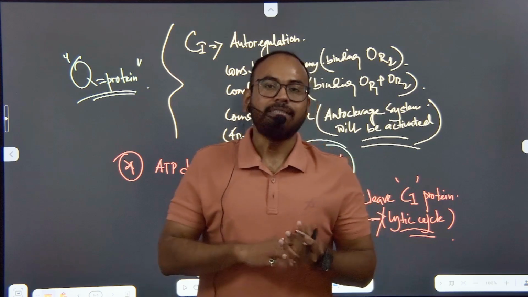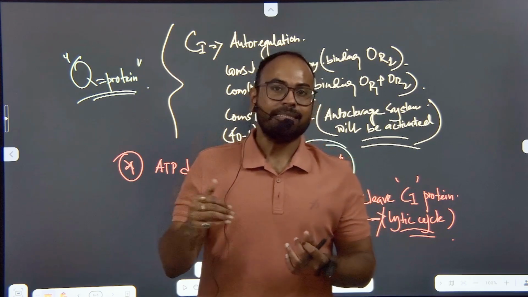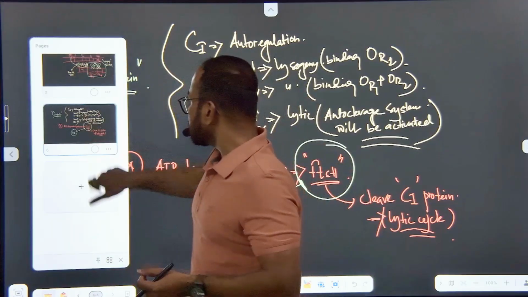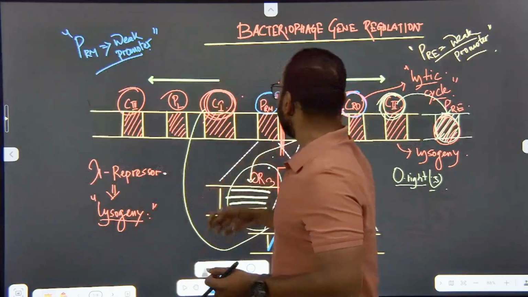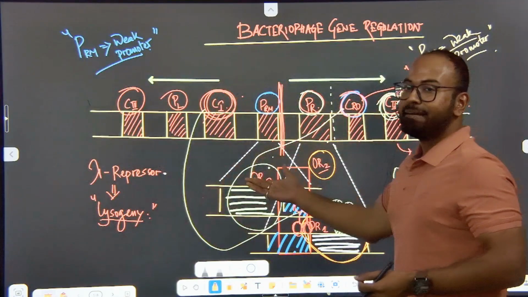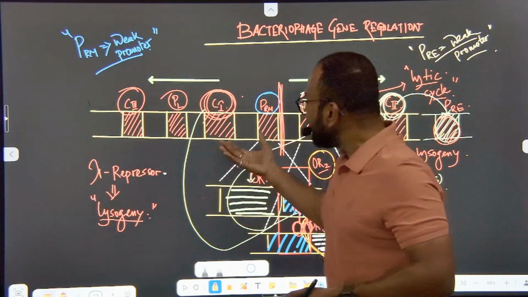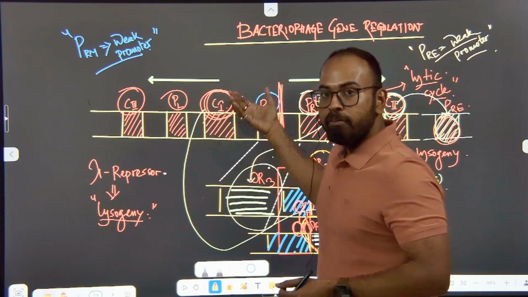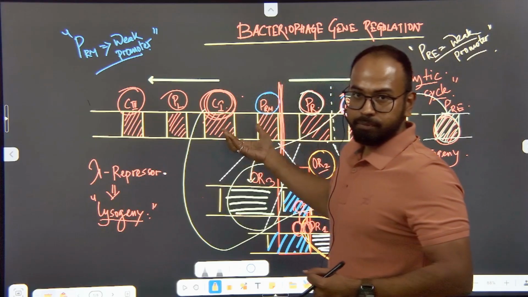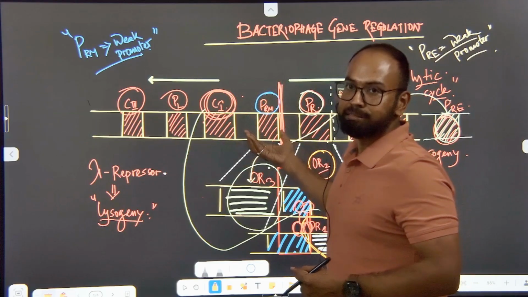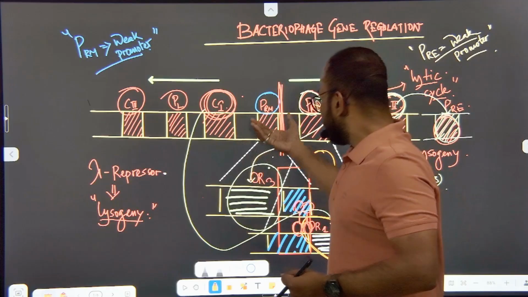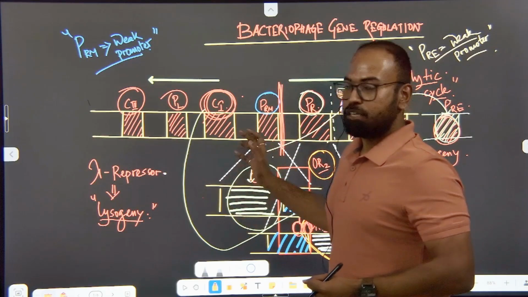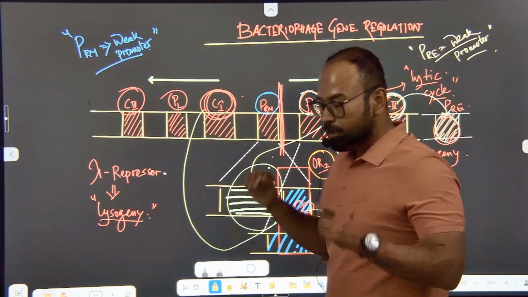During lytic cycle, what is happening? Protein is getting synthesized. And this protein will bind with operator region 3. Where is it located? Within PRM. What is PRM? Weak promoter. Repressor maintenance. Within OR3, it binds. As simple as that, and initiates the process of lytic cycle.